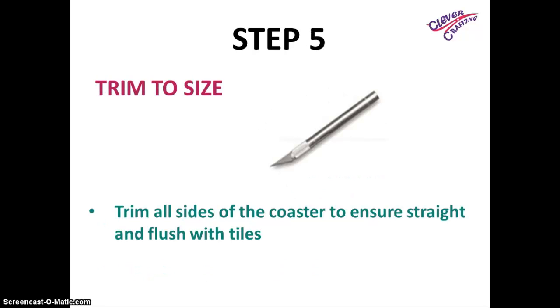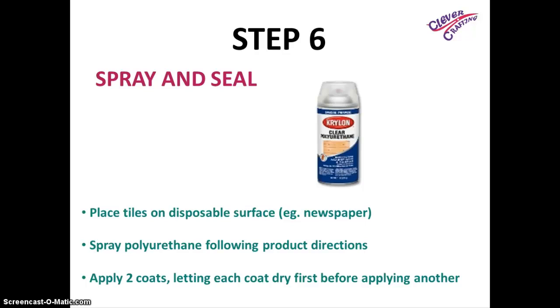Finally, once they're dry, you can trim all of the sides and just trim the cork off to make sure everything is totally flush. And then you'll be spraying and sealing them. So the clear polyurethane spray helps seal and give a bit of even a bit of gloss, semi-gloss to the coaster. So you want to obviously spray on some kind of disposable surface, or a surface that you don't mind getting spray on because you're not going to be able to remove it. Example, newspaper, or if you have some kind of workbench that you can get paint on.